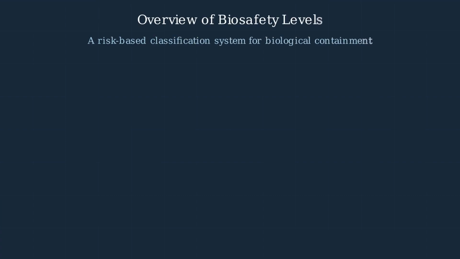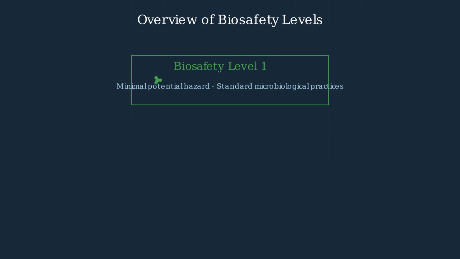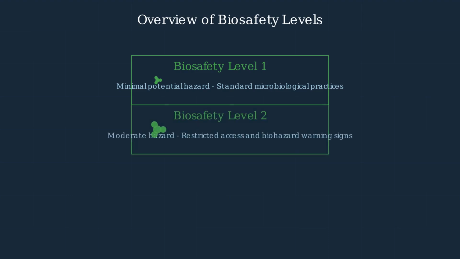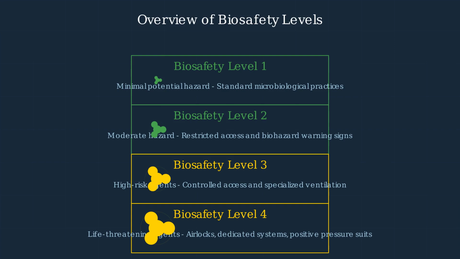Biosafety levels form a risk-based classification system used worldwide for biological containment. Each level builds upon the previous one, adding increasingly stringent safety measures as the potential risk increases. Biosafety Level 1 is suitable for work with agents of minimal potential hazard, using standard microbiological practices. Biosafety Level 2 addresses moderate hazards, adding restricted access and biohazard warning signs. Biosafety Level 3 is designed for high-risk agents, implementing controlled access and specialized ventilation systems. Biosafety Level 4, the highest level, is reserved for life-threatening agents requiring airlocks, dedicated systems, and positive pressure suits.